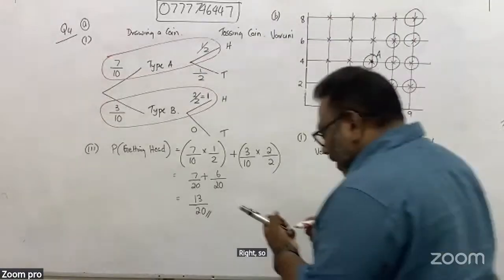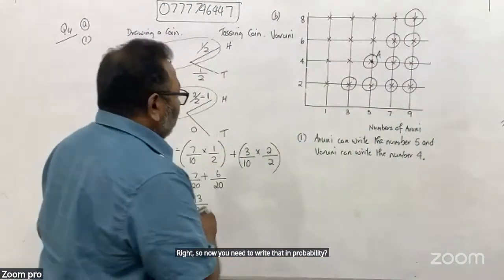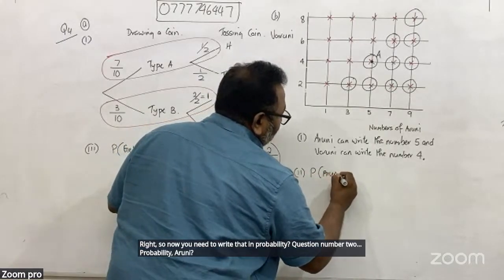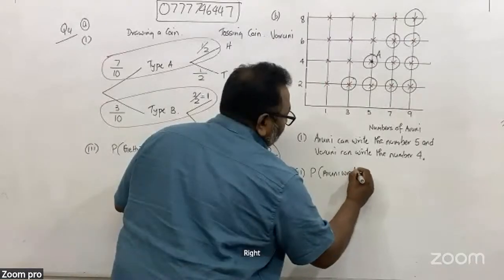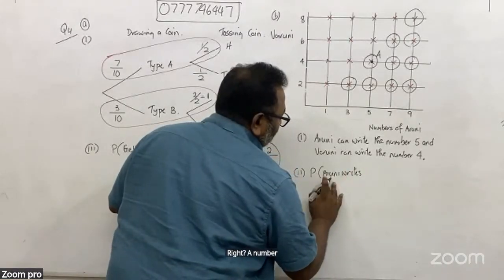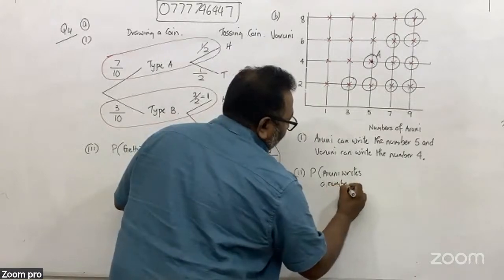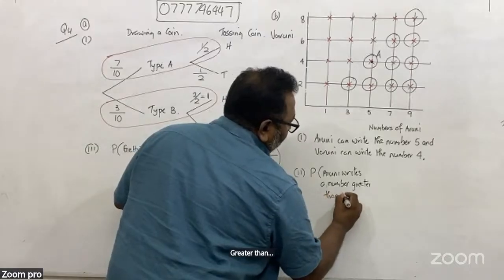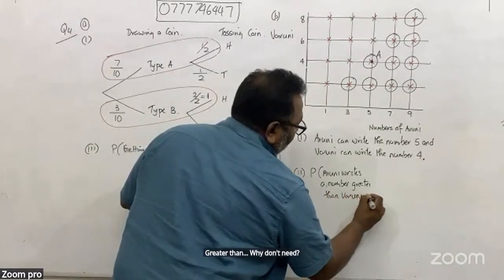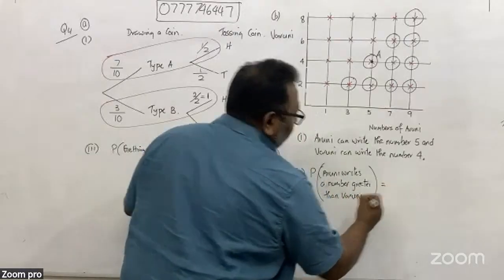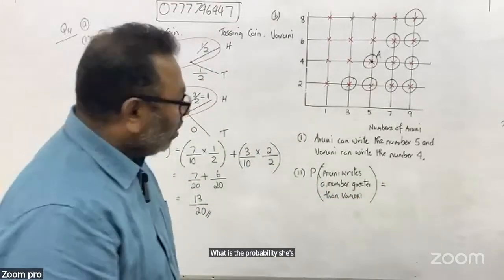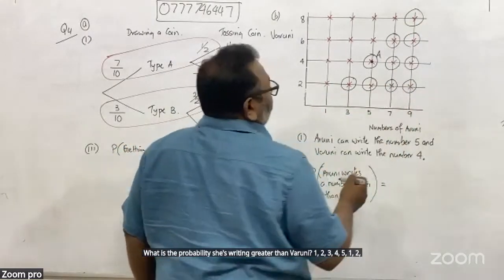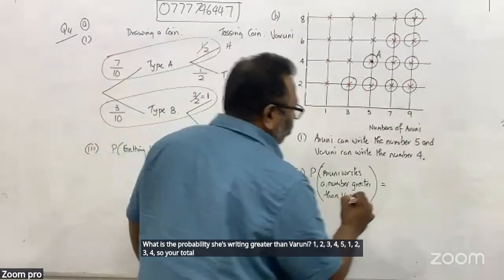Right. So now you need to write that in probability. Question number 2. Probability Aruni writes a number greater than Varuni. What is the probability she is writing greater than Varuni? 1, 2, 3, 4, 5. 1, 2, 3, 4. So your total sample space is 20.